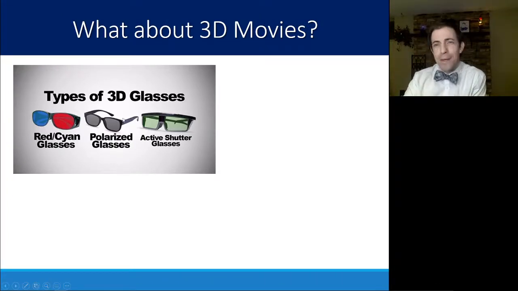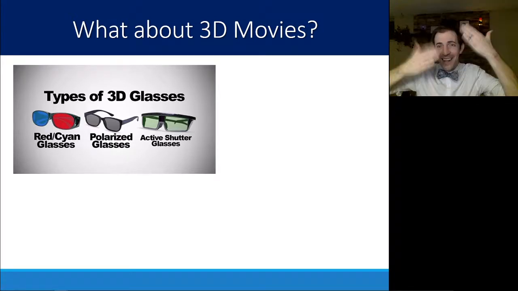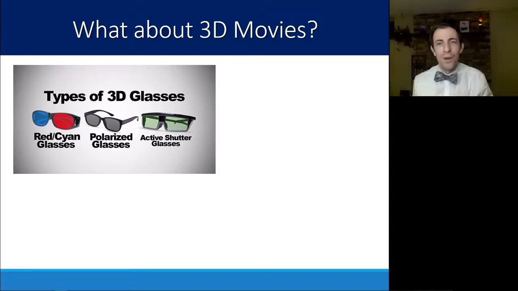Well, there are three main types of 3D glasses. The first, the oldest version, is red cyan. So you basically just tint the image and then use tinted lenses so that each eye can only see one part of that. You could have polarized glasses like these ones here. We'll talk about how those work. Or you could have active shutter glasses, which use polarization to just shut off one eye at a time in synchronization with the images that are flashing on the screen.